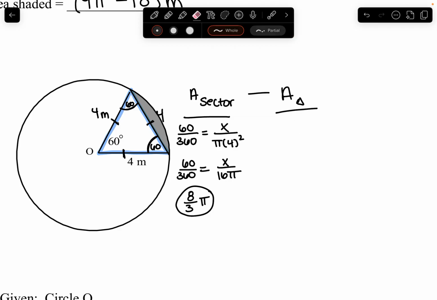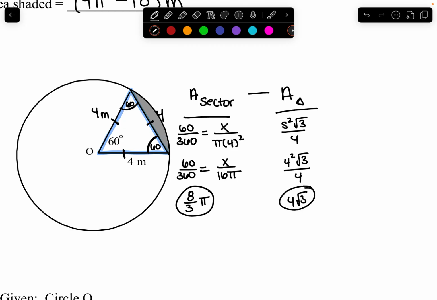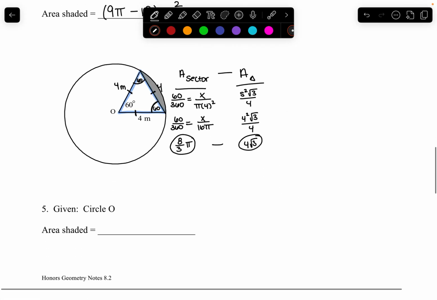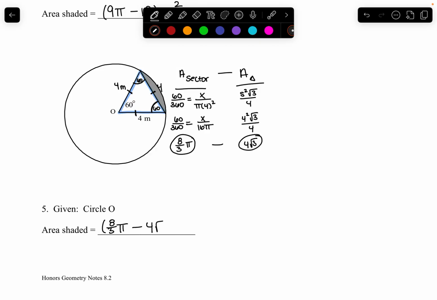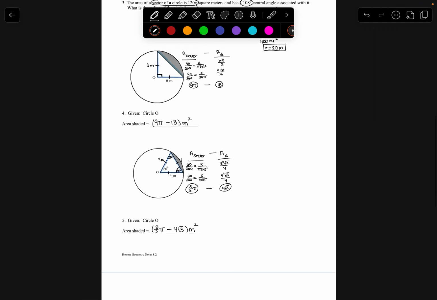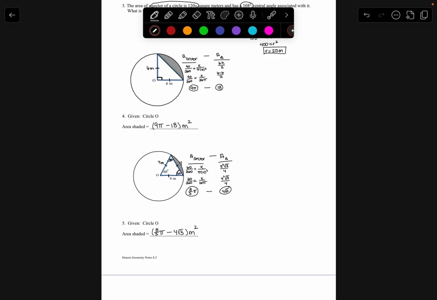And if I have an equilateral triangle, I can actually do side squared times square root of 3 over 4. So this is 4 squared, square root of 3 over 4. 4 squared divided by 4 is 4, so this becomes 4 root 3. And then I subtract those two things from each other. So we have 8/3 pi minus 4 root 3 meters squared. And that is how you would find the area of a shaded area. There you go.